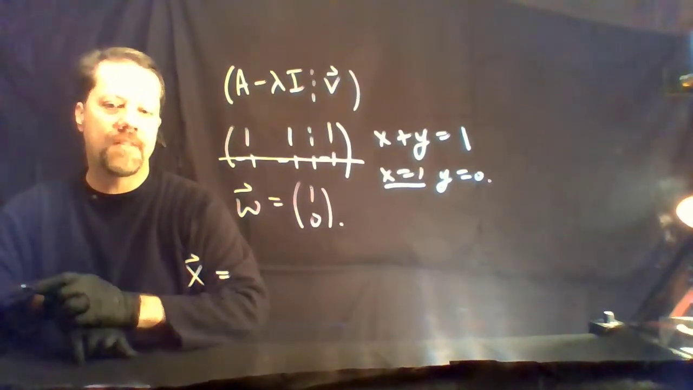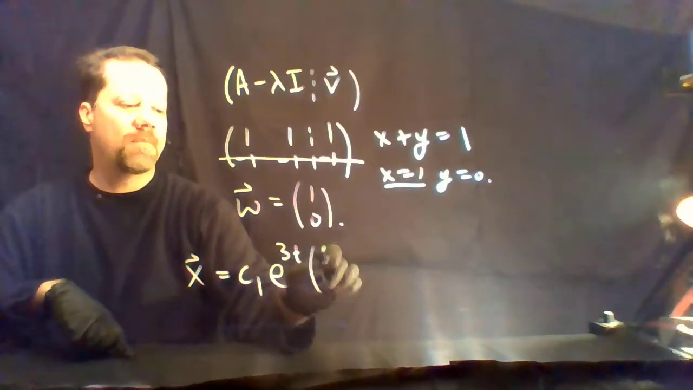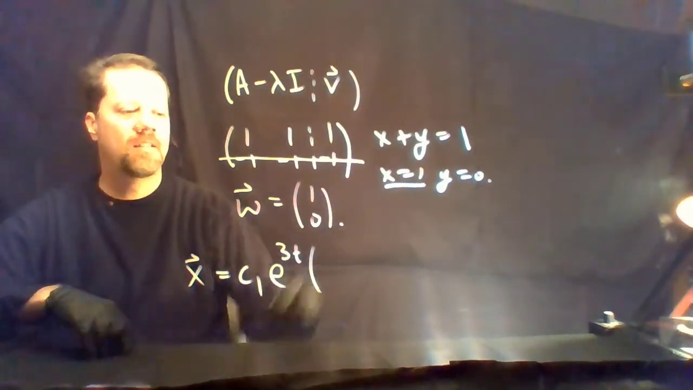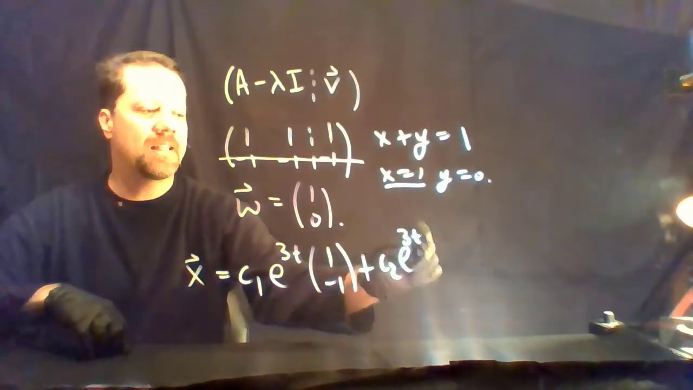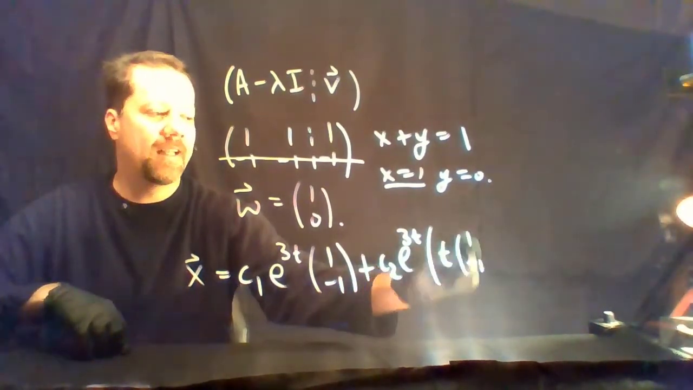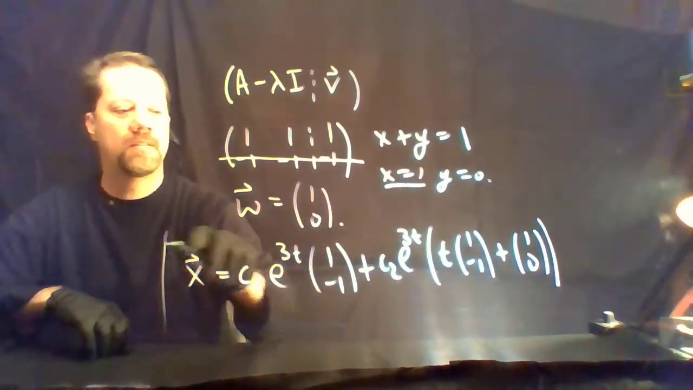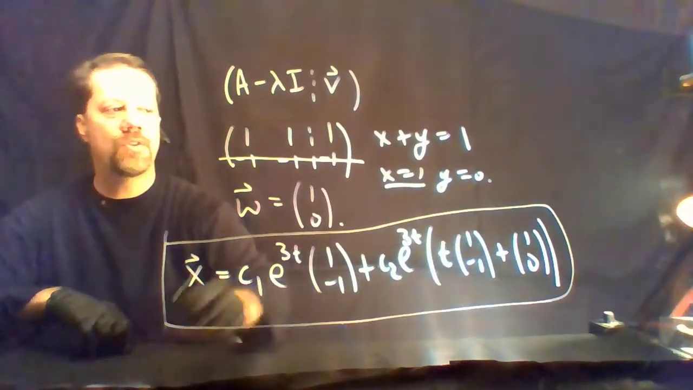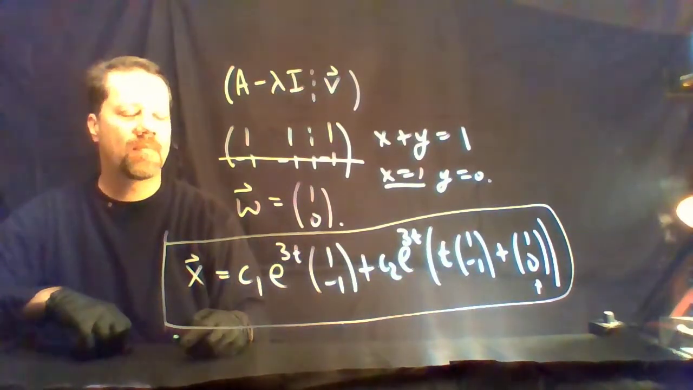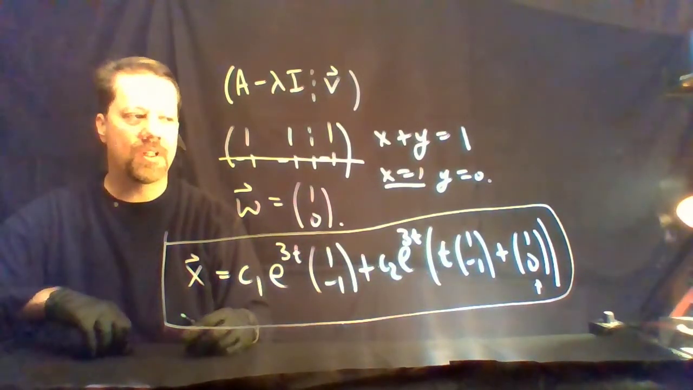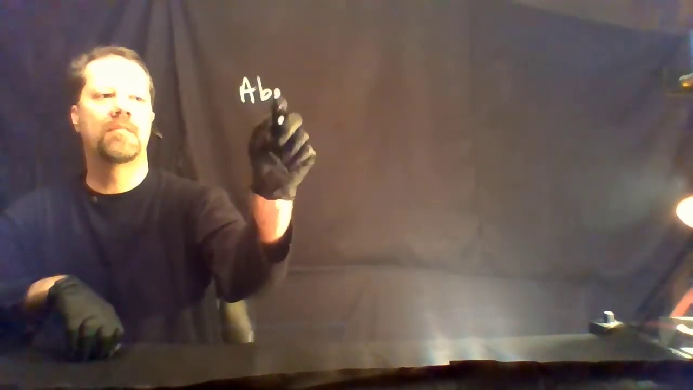It follows then that the general solution is C1 e^(3t) times (1, negative 1) plus C2 e^(3t) times [t times (1, negative 1) plus (1, 0)]. Again, we could have chosen any other solution to this equation to add into this spot here, and it would have given us a solution as well. We're now in a position to complete the proof of Abel's lemma.